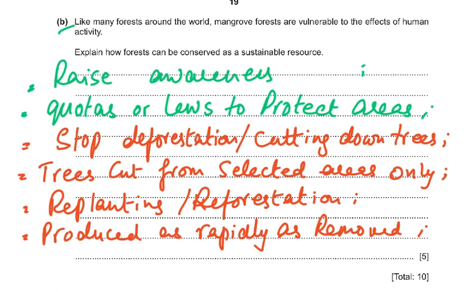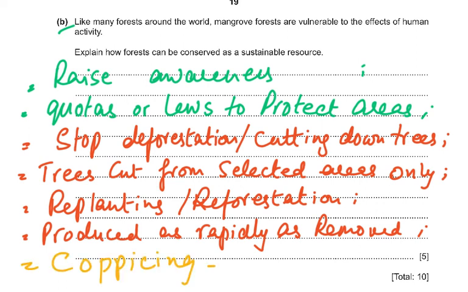So raising awareness among the people and educating them so that we don't cut down trees, and we take alternative strategies, like recycling paper. So: raising awareness, then quotas or laws to protect the areas, then stopping deforestation, then trees cut from selected areas only, then replanting, or we can say reforesting, so that they are produced as rapidly as removed.